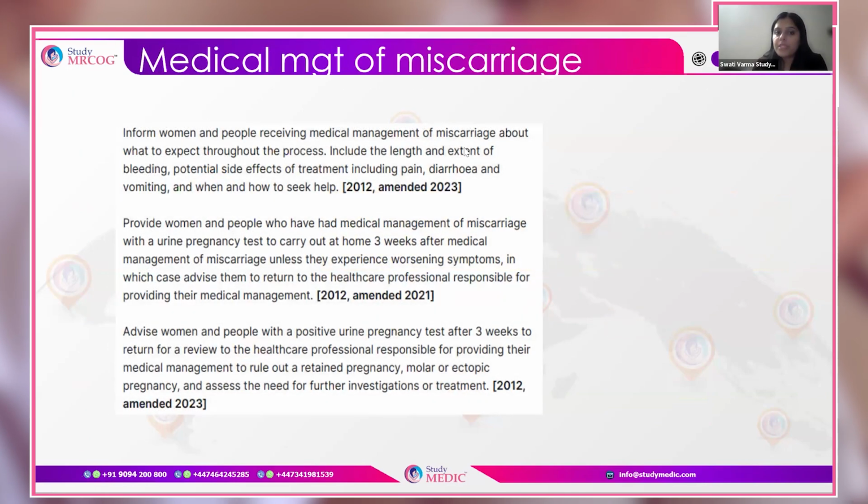So inform women receiving medical management what to expect, including pain, diarrhea, vomiting, and repeat UPT 3 weeks after the medical management. If in case it comes positive 3 weeks after, then she has to return for further workup to rule out any retained pregnancy tissue, molar or ectopic.